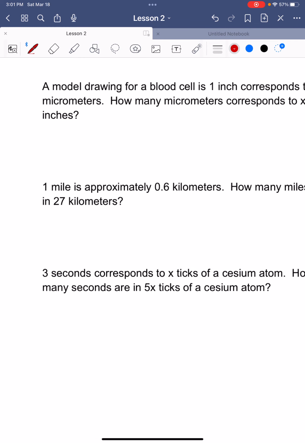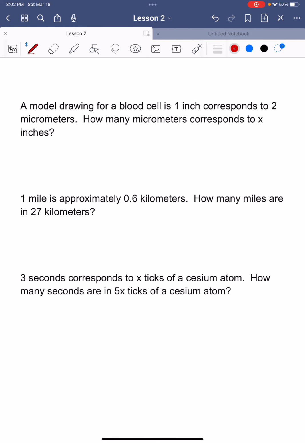A few more. A model drawing for a blood cell is 1 inch corresponds to 2 micrometers. How many micrometers corresponds to x inches? So we'll create our fraction. We know that 1 inch over x inches is equal to 2 micrometers over some number of micrometers. We're trying to solve for how many micrometers that is, so we're going to solve for the question mark. So the question mark equals 2x.